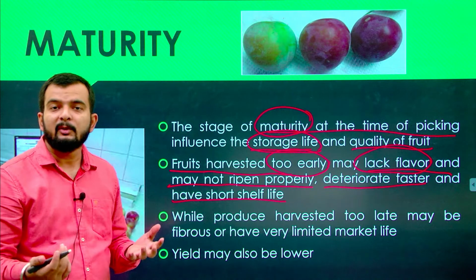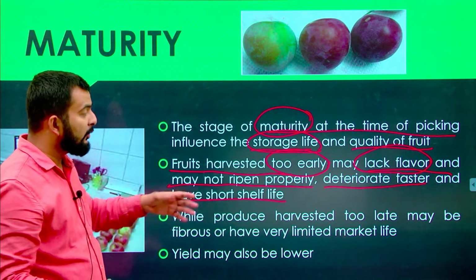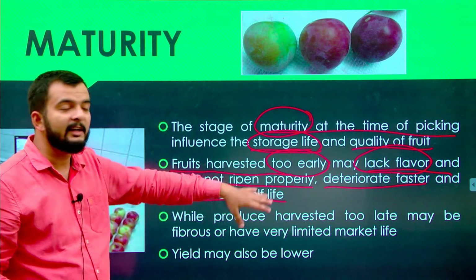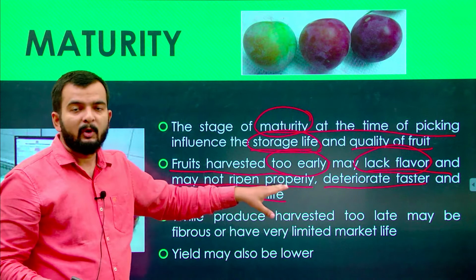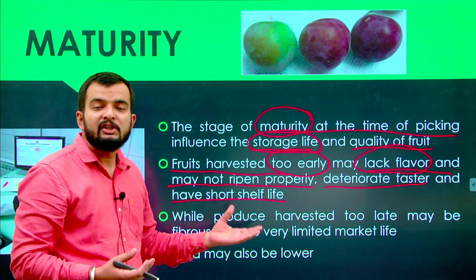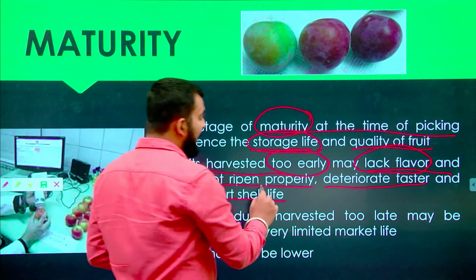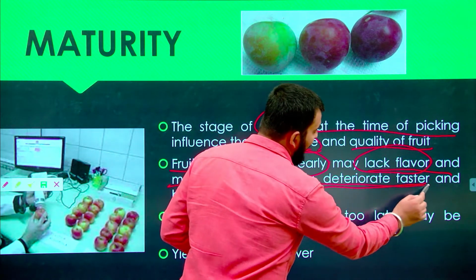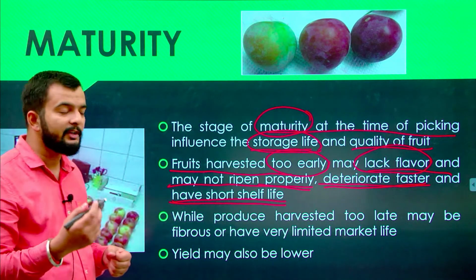Organic acid, larger polyphenolic compounds, which later break down during ripening. So when it is harvested too early, when it has not grown, what will happen? It will not ripen properly because it does not have all the raw material or the initial material that is required for proper ripening. So it will not ripen properly, it will deteriorate faster and have a shorter shelf life. Shelf life will also decrease.